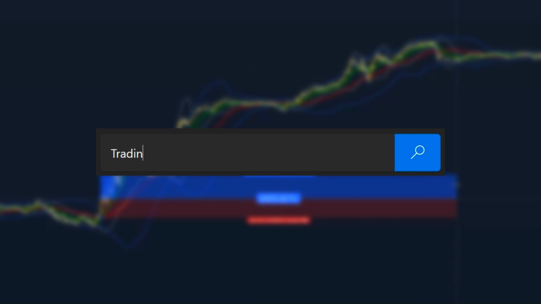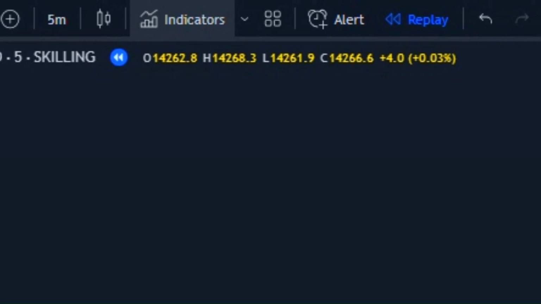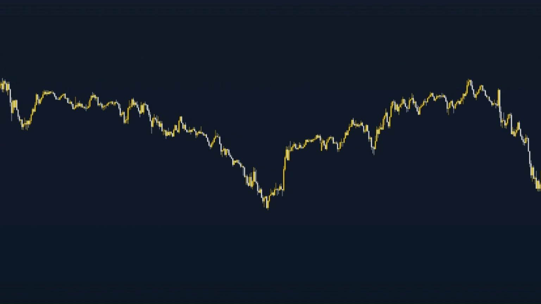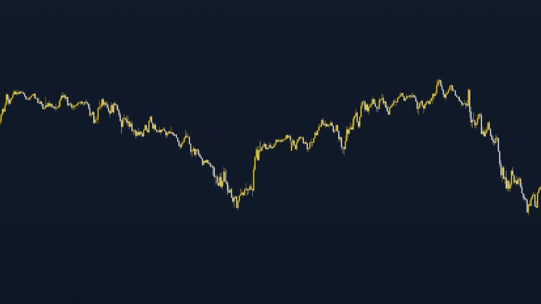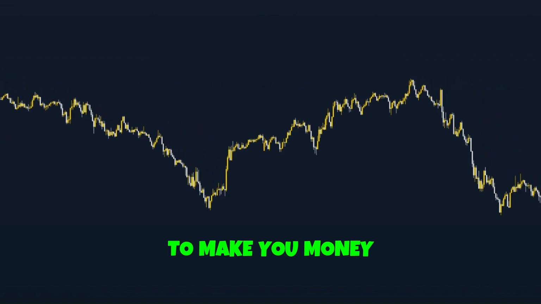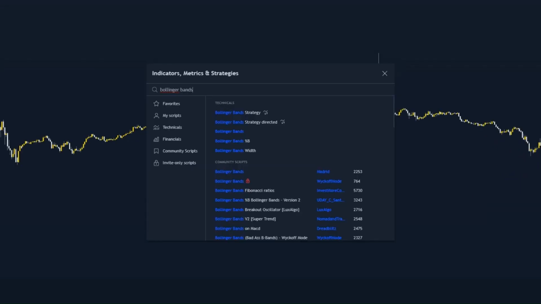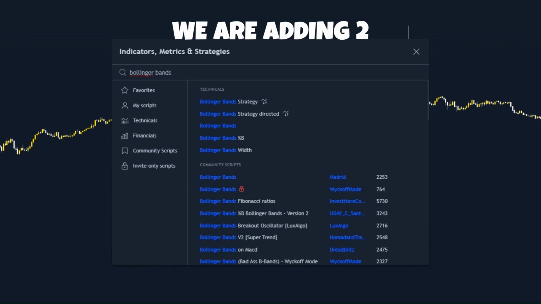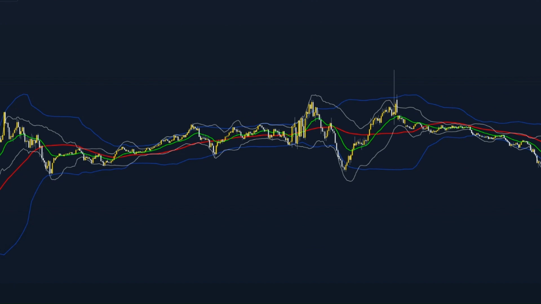So make sure you head over to tradingview.com. And the first thing you're going to want to do is click indicators at the top left. And the first indicator that we are going to add is Bollinger Bands. We'll be putting a very powerful spin on this and outsmart the market time and time again to make you money. So add Bollinger Bands to your chart. But the first spin on this indicator is we aren't just adding 1 Bollinger Band, we are adding 2. So I've added both of these to my chart and this is what it looks like.